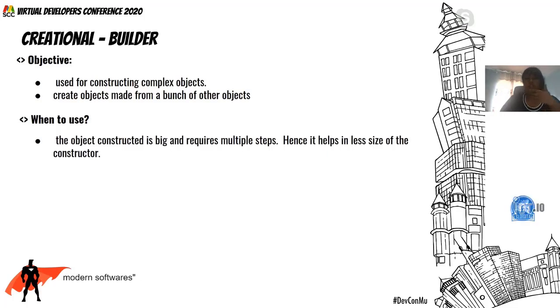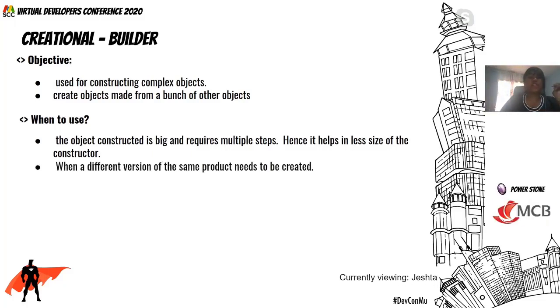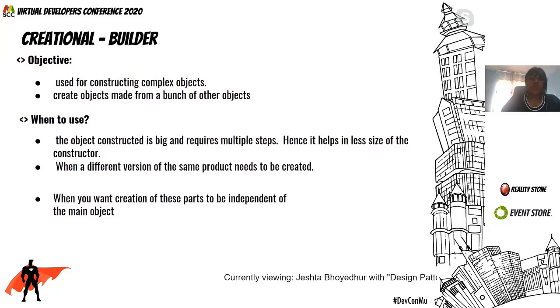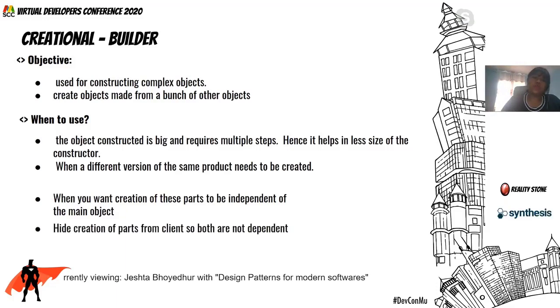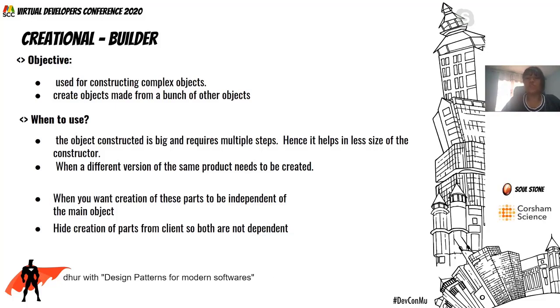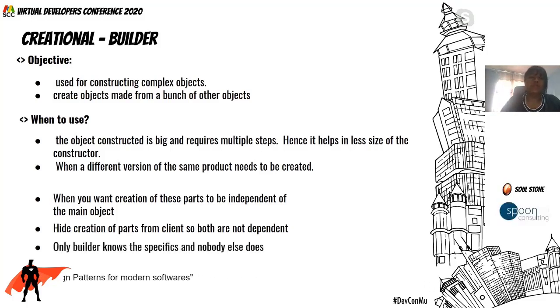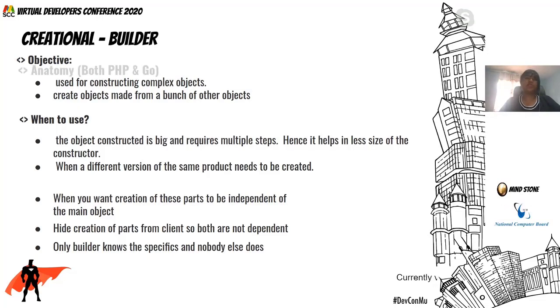When the object constructor is big and requires multiple steps, it helps in reducing the size of the constructor. Secondly, when a different version of the same product needs to be created. Next is when you want the creation to be independent from the main object. Fourth is when you want to hide the creation of parts from the client, so both are not dependent. Then only the builder knows the specifics and nobody else does. So it might sound a bit complicated, but it is rather simple.